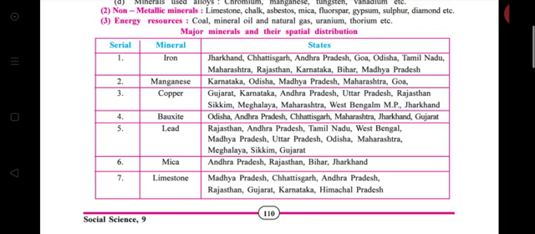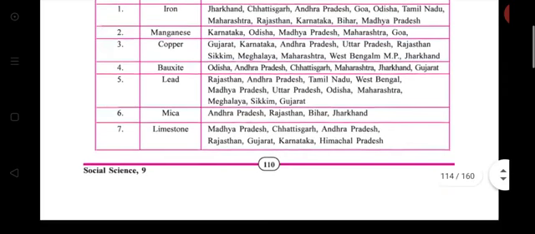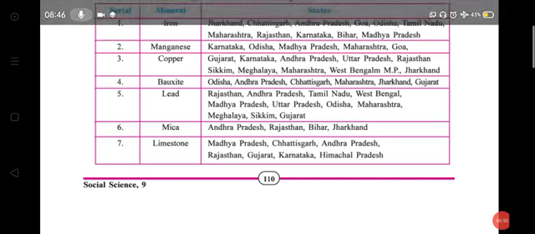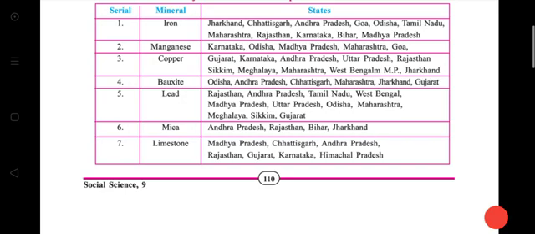And then we have seen the major minerals and their spatial distribution with state name. Remember, still today I repeat, iron from Jharkhand, Chhattisgarh, Andhra Pradesh, Goa, Odisha, Tamil Nadu, Maharashtra, Rajasthan, Karnataka, Bihar, Madhya Pradesh. Then manganese, Karnataka, Odisha, Madhya Pradesh, Maharashtra, Goa.